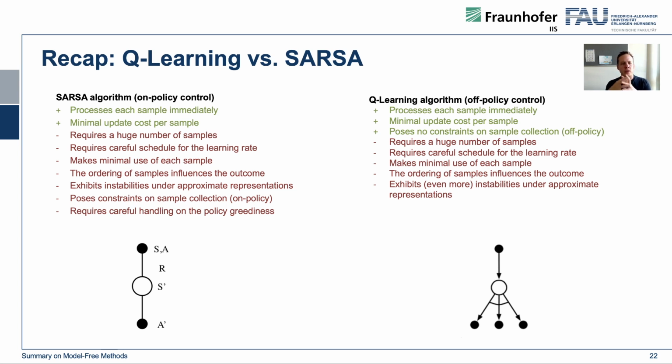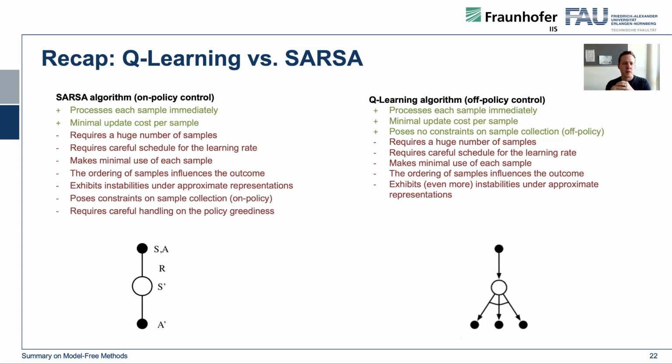Both of them process each of the samples immediately and have a minimal update cost per sample, while both of them require a huge number of samples to converge to the optimal value function. Q-learning poses no constraints on the sample collection because it's off policy. So you can use any behavior policy to get information from the environment and update the Q function for the greedy policy.